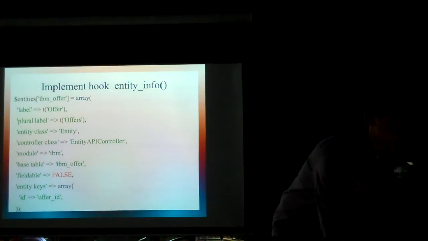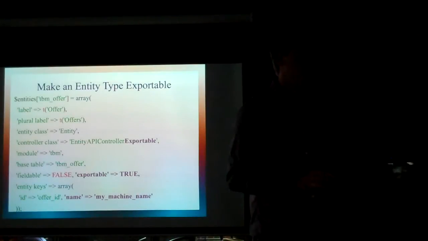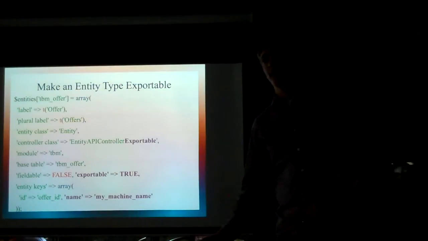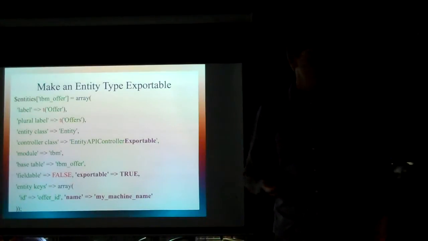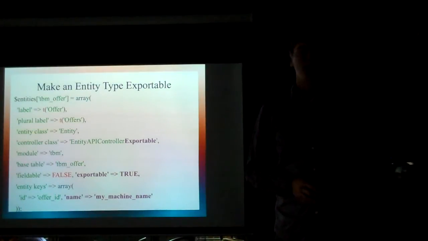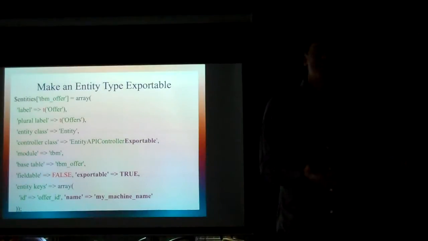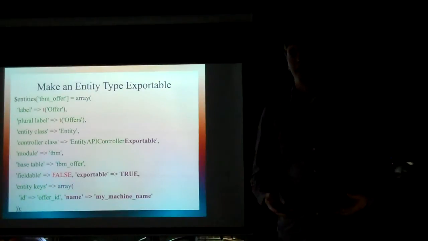Cool. So let's talk about some other things you can do in this hook. So if you wanted to make your entity type exportable, I've highlighted in purple here what's changed from the last slide. So the controller class, instead of being entity API controller, we set that to entity API controller exportable. And now suddenly, as well, when you set exportable equal to true, now suddenly your entities are exportable. You can export them as if they're configuration. They very well might be, into code. And down under entity keys, we have another special column we're referring to here, name. Now, for offer, we don't have a use case for that. We don't have a reason to export offers into code. It doesn't make any sense. It's really data, and we need to update them all the time. There's no point in having them in code.